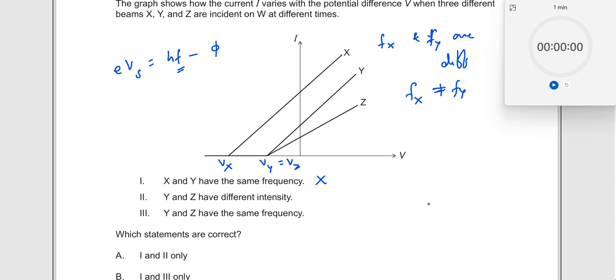Y and Z have the same frequency. Definitely it is correct, because you see Vy is equal to Vz, which means that phi is remaining the same. So this should also remain the same. So this is correct. Okay.